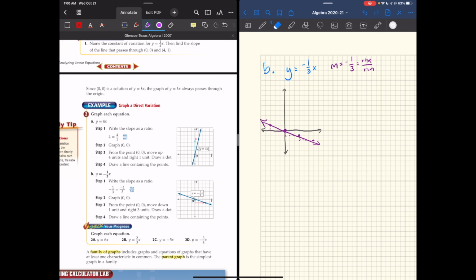You have 4 check your progress problems, 2A, 2B, 2C, and 2D. Please take the next several minutes to work through each one of them, graphing them in your notebook. Go.